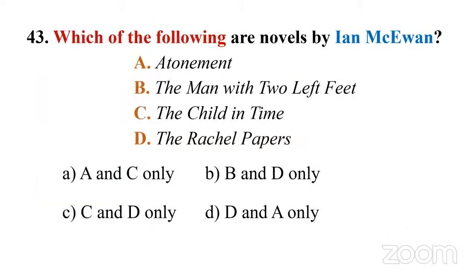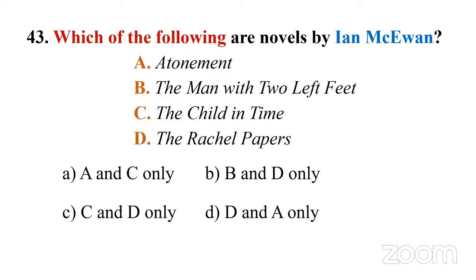Now let's go to question number 43. Which of the following are novels by the British writer Ian McEwan? So we have four novels here. A, Atonement. B, The Man with the Two Left Feet. C, The Child in Time. D, The Racial Papers. So the options: A and C only, in the sense Atonement and The Child in Time only. B and D only. C and D only. D and A only.